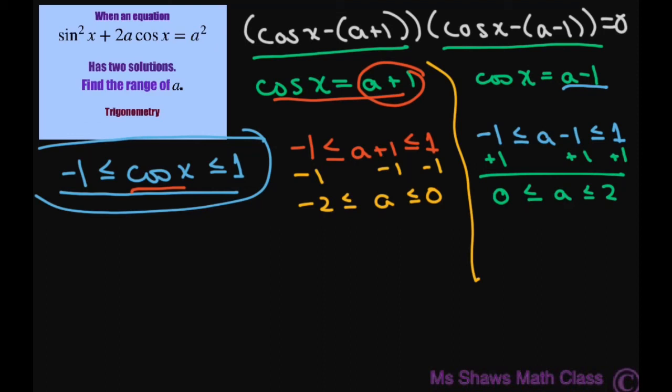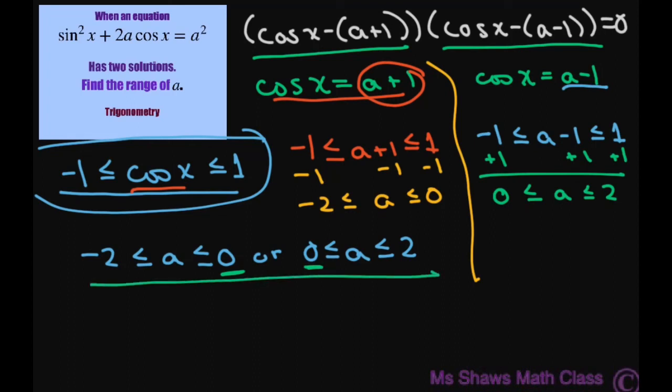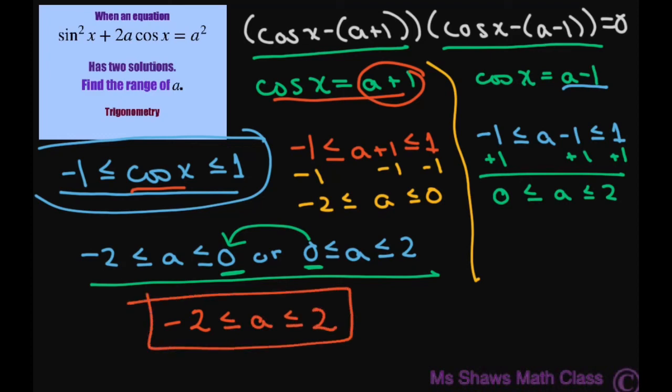Now, we can write negative 2 is less than or equal to a is less than or equal to 0, or 0 is less than or equal to a is less than or equal to 2. Since both of these share 0, I can combine them and put it all together because these match up. So I can actually just write this as negative 2 is less than or equal to a is less than or equal to 2. And that is your range of a.